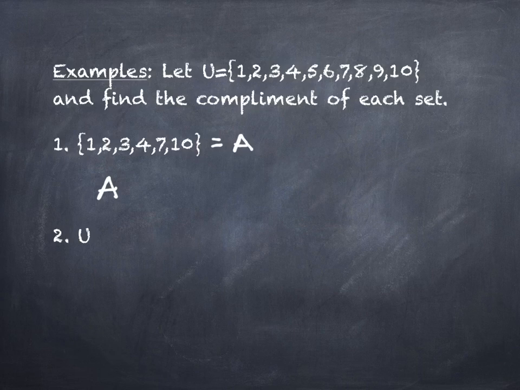I want to find a complement. So the first thing to realize is it's a set, which means it needs to be in curly braces, just like before. And then I want to list everything that's in the universal set that's not listed in set A. Somebody tell me one item. 8. Somebody tell me another one. 5. What else? 6. 9. That's all of them, right? Okay. So this is the set A complement.